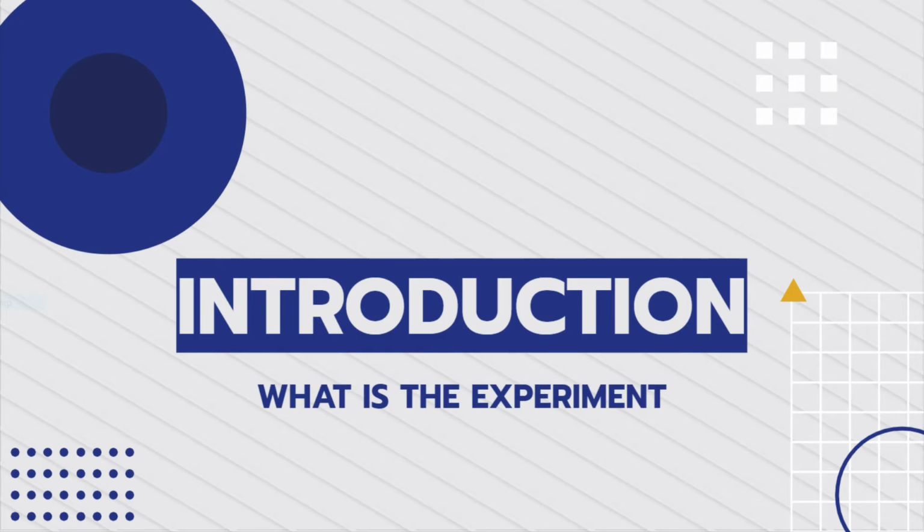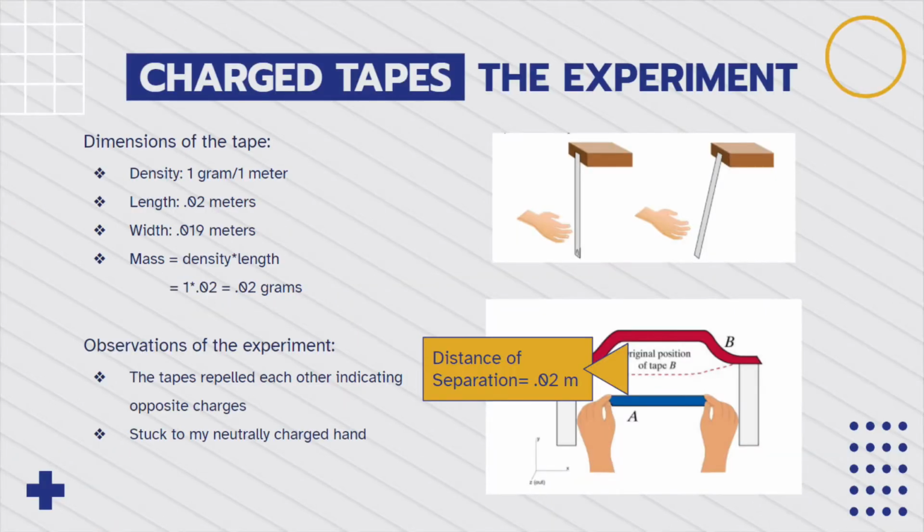What is the experiment? The experiment consisted of charging pieces of Scotch tape and observing their interactions to determine the charge on one piece of tape. The dimensions of the tape were the length being 0.02 meters long, the width being 0.019 meters wide, and the density of 1 gram per 1 meter. To get mass, simply multiply density by length to get 0.02 grams for each piece of tape.